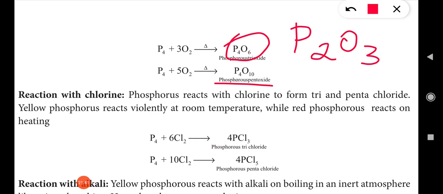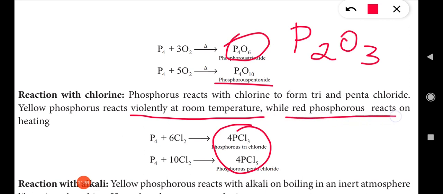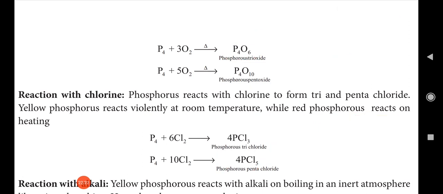Then reaction with chlorine, it will form two different kinds of chlorides, phosphorus trichloride and phosphorus pentachloride. So phosphorus reacts with chlorine to form tri and pentachloride. Yellow phosphorus or white phosphorus reacts with chlorine violently at room temperature, but red phosphorus will react with chlorine on heating only. They will form phosphorus trichloride and phosphorus pentachloride.